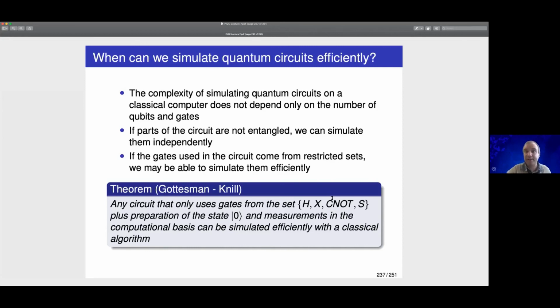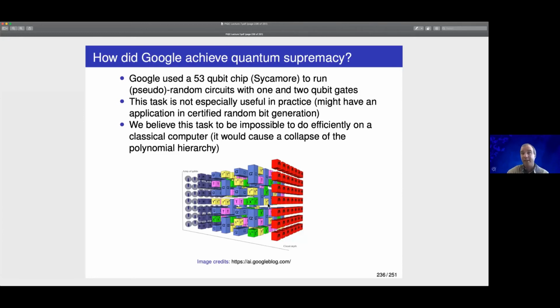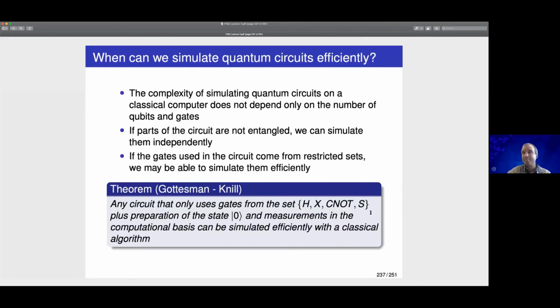You need to include, for instance, the T gate here. Notice also that here, if you replace this S gate with a T gate, then you have universal computing. And universal quantum computing is something that we think we won't be able to simulate classically. So just a change of this S gate with a T gate takes you from the realm in which you can simulate classically to a realm in which you cannot simulate classically anymore, or we think we cannot simulate classically anymore.